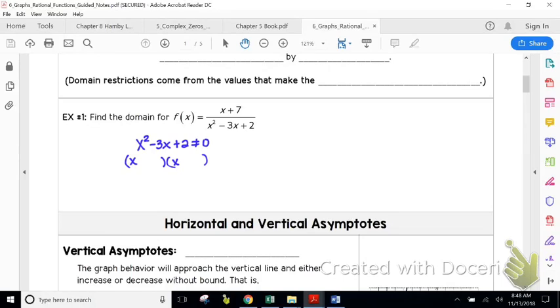Multiplies to 2 and adds to 3. 2 and 1, minus and minus. And they cannot equal 0. So that means x minus 2 cannot equal 0, and x minus 1 cannot equal 0. And solve for x.